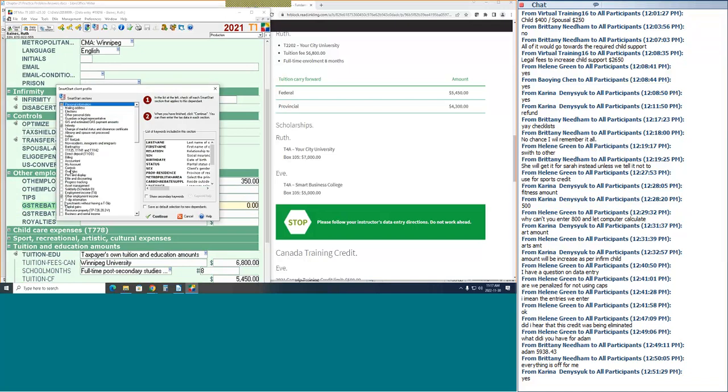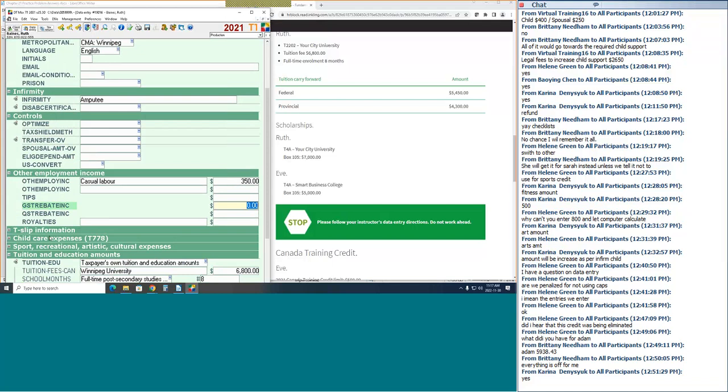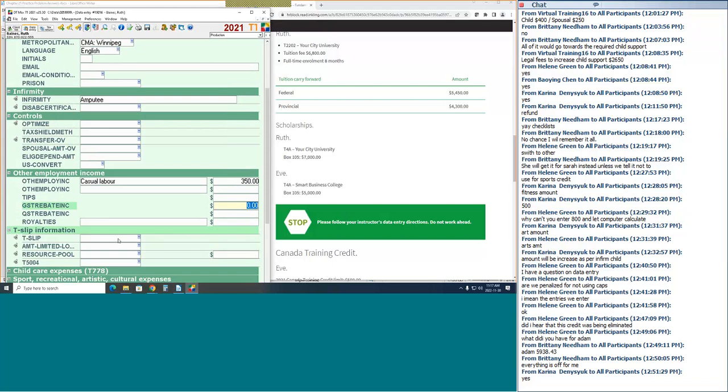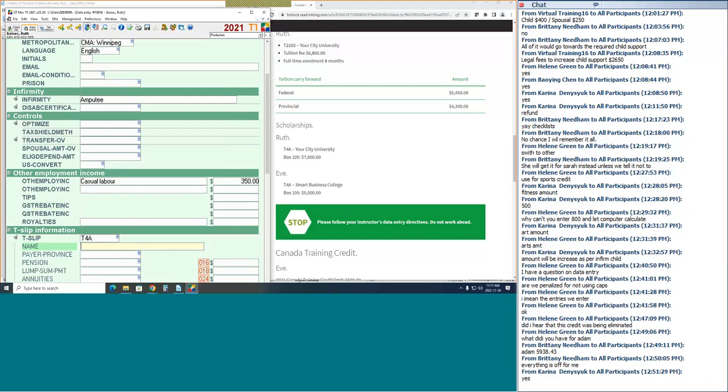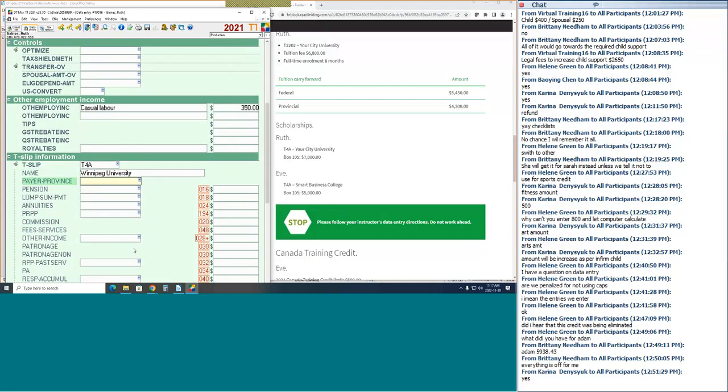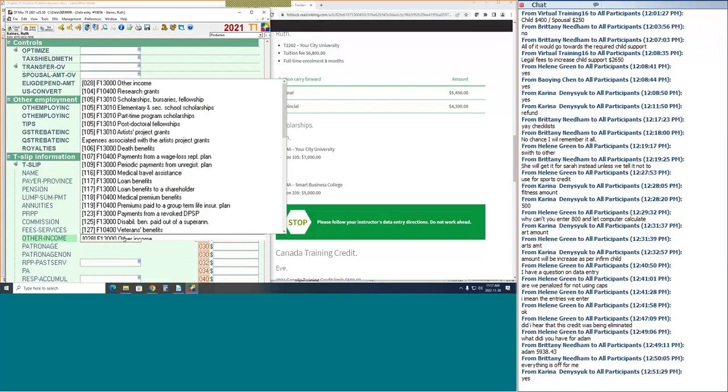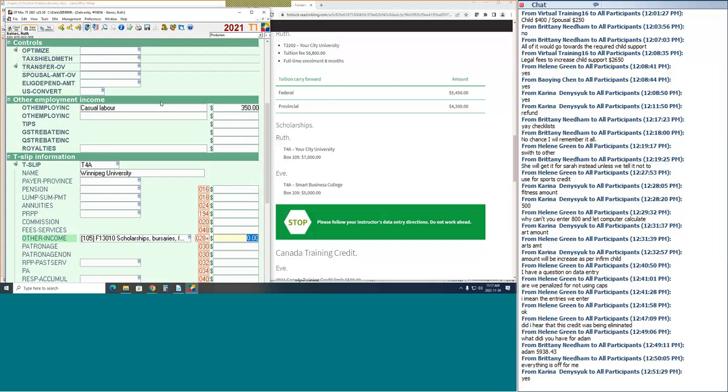So I'm going to go into my Smart Start and open up the T-slip information so that I can create a scholarship tax slip for her. I'm going to enter in my T4A. I'm going to say Winnipeg University. And then I have to find my box 105. This is where you have to be careful if you are doing autofill and download, because if you are doing download, it will pick the very first box 105 line that it comes to, and it will say $7,000, and that's what your download will look like.